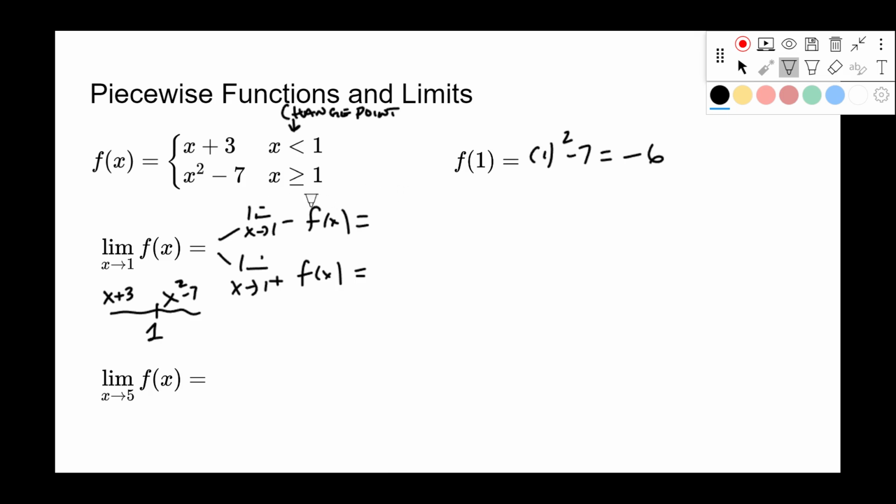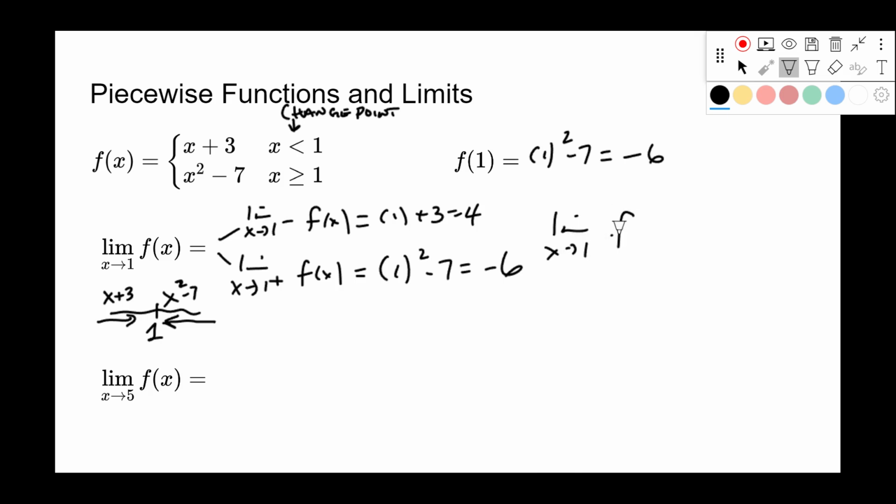Okay, as x approaches 1 from the left, so we're just smaller than 1 coming in this direction, we're on this graph, x plus 3. So that means we're going to have to take 1 plus 3. That gives me 4. But as x approaches 1 from the right, so that means we're coming in this way, just bigger than 1, we're on the x squared minus 7 graph. So that's 1 squared minus 7. That's negative 6. So these two limits from the left and from the right, they're not the same.